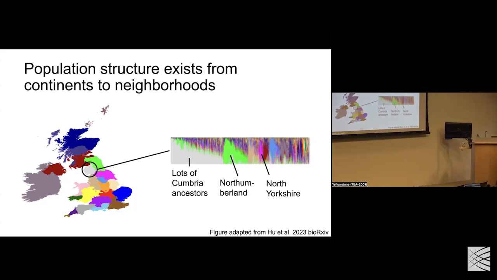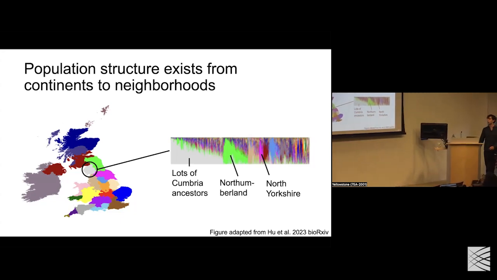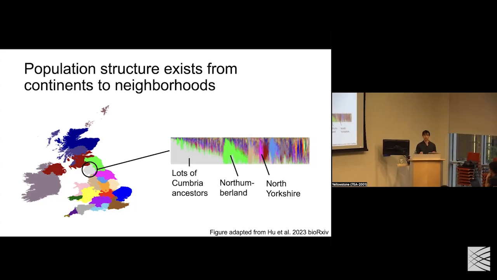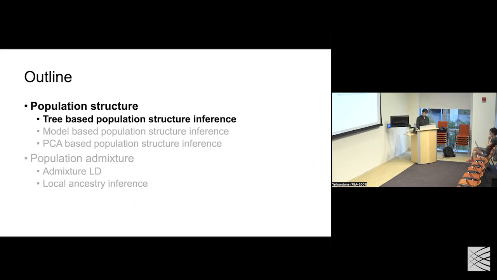But the point of this slide is just to show that we don't have to use these super large continental ancestry groups to understand our ancestry. We can be much more granular about things. So that's the background for population structure. Feel free to ask any broad questions about our understanding of it. But if there aren't any of those, we're going to go into the inference.